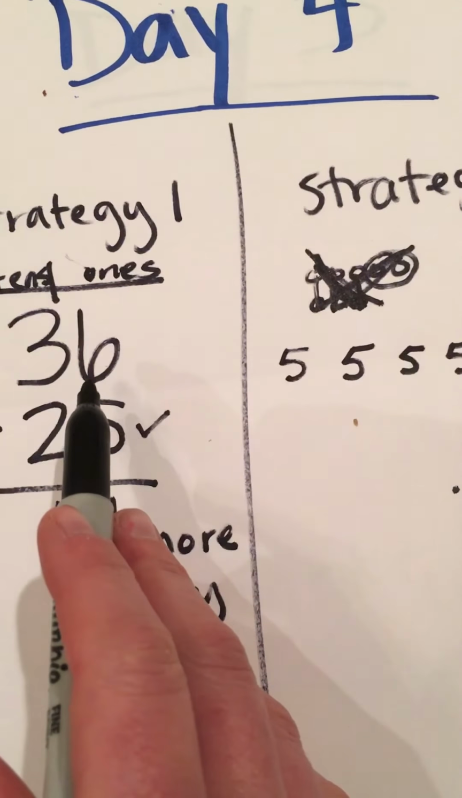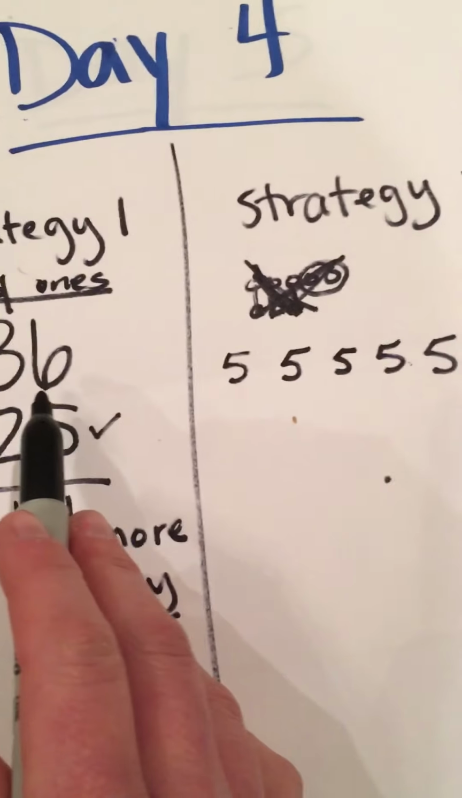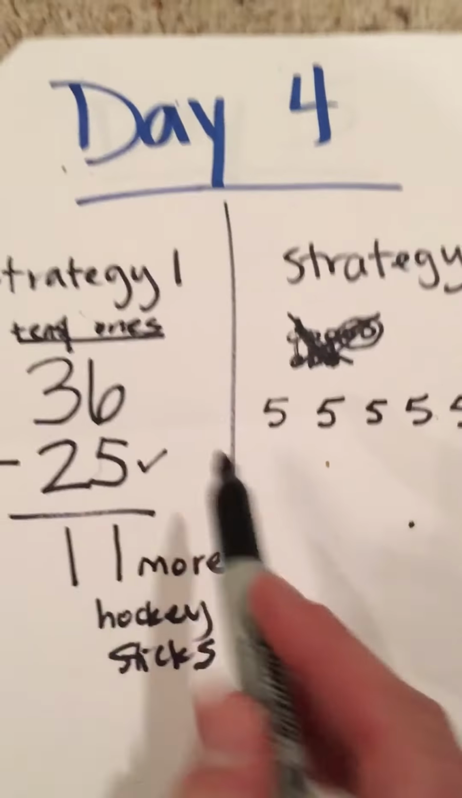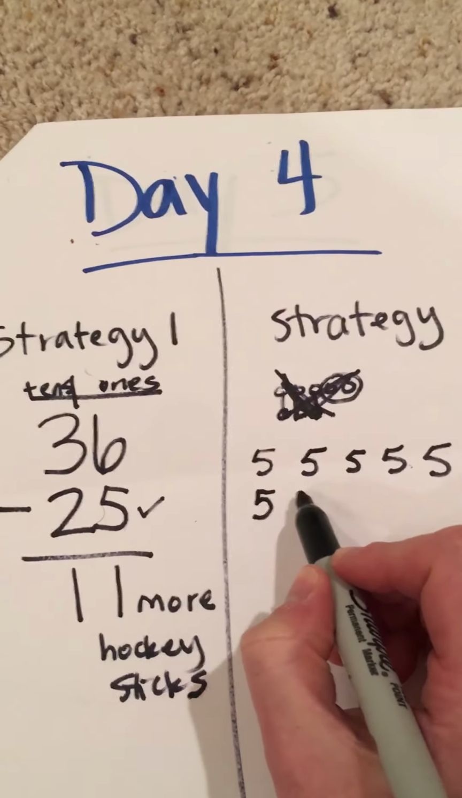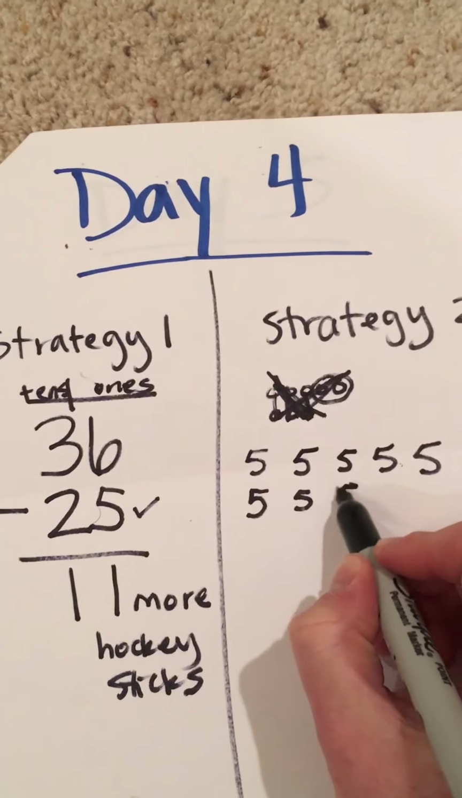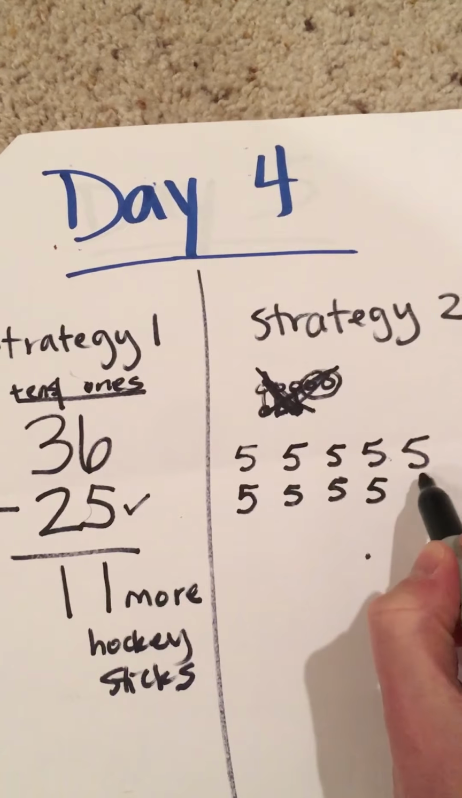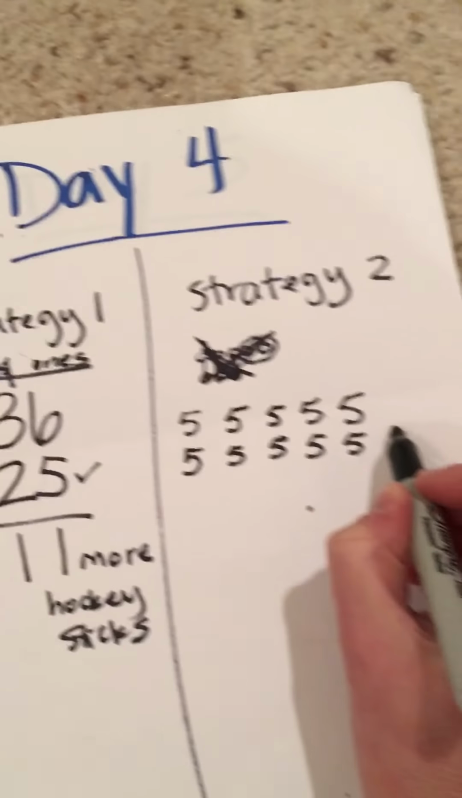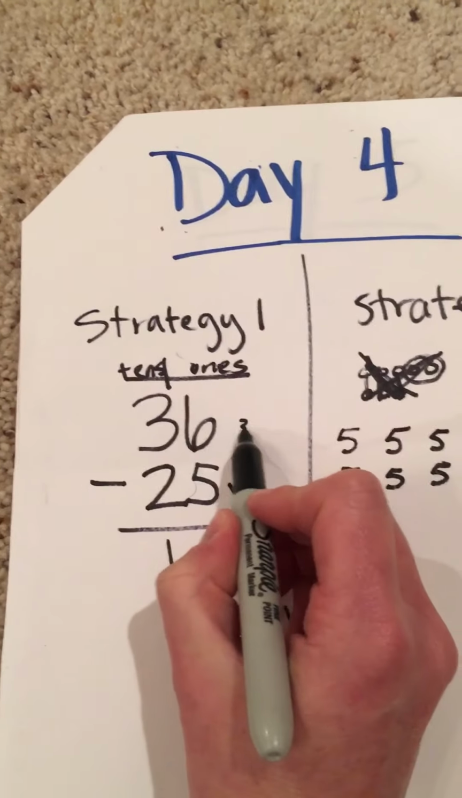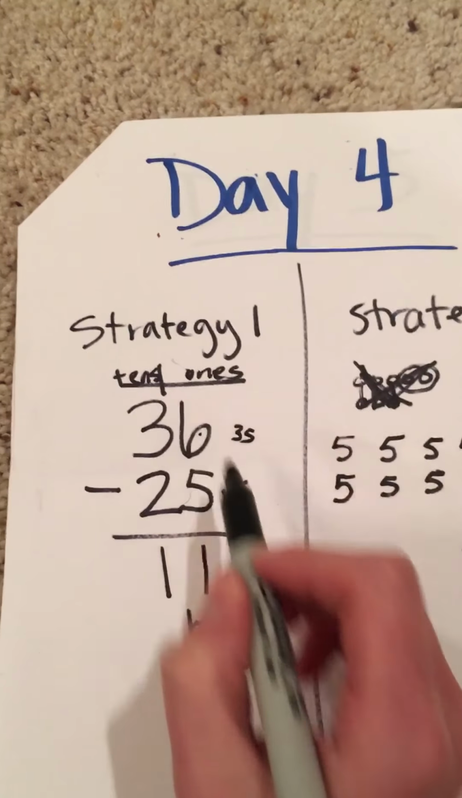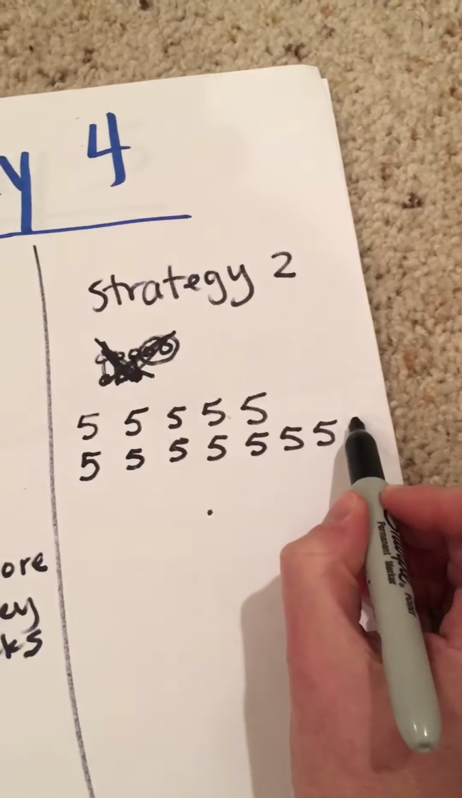Now my hockey sticks are 36. So I'm going to count by 5s until I get really close. And I'm going to line it up. 5, 10, 15, 20, 25, 30, 35. So I'm at 35. That's really close. I just need 1 more. So I'm just going to put a 1.